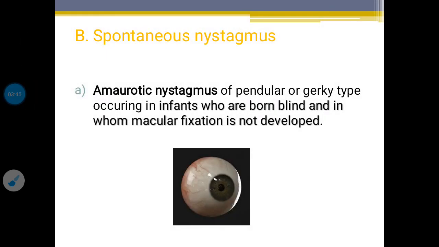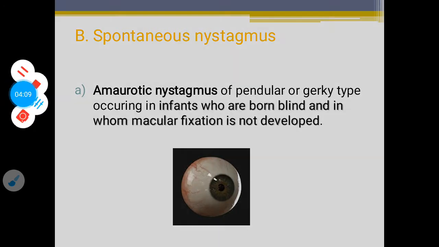Now the second category under ocular nystagmus is the spontaneous variety, called spontaneous nystagmus. Under that, one variety is amaurotic nystagmus. It is a pendular or jerky type occurring in infants who are born blind and in whom macular fixation is not developed.